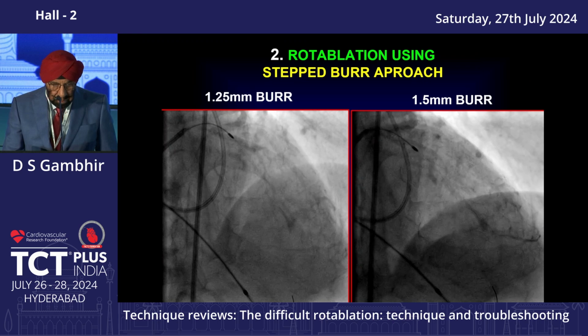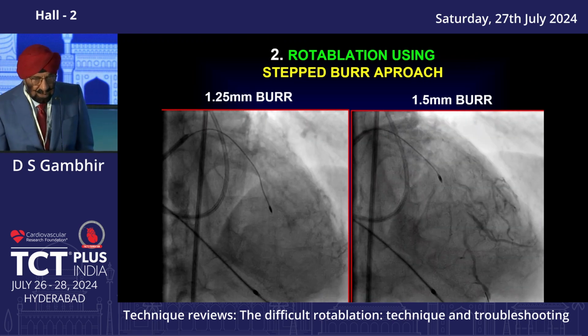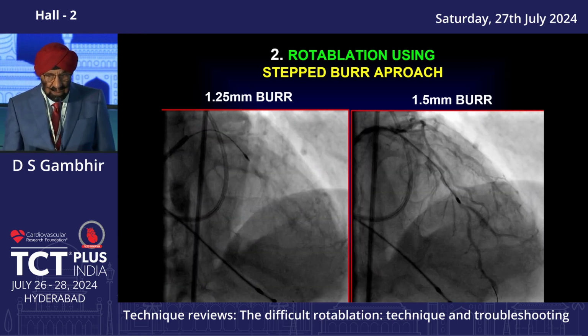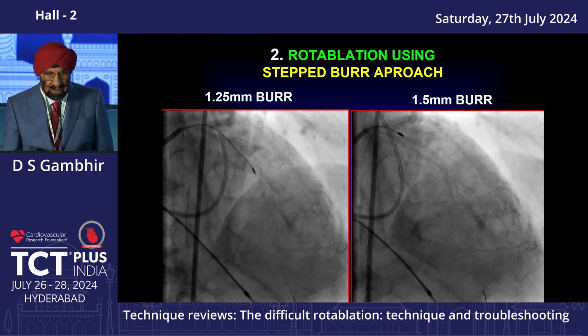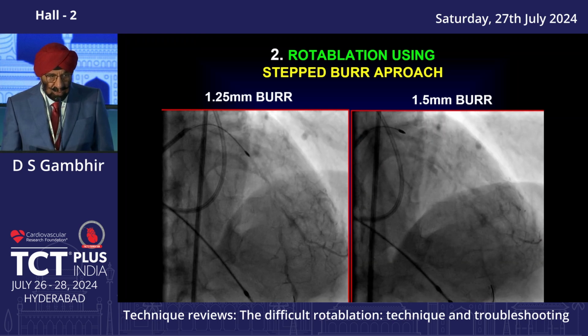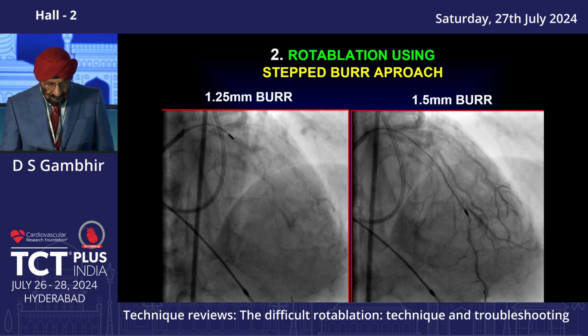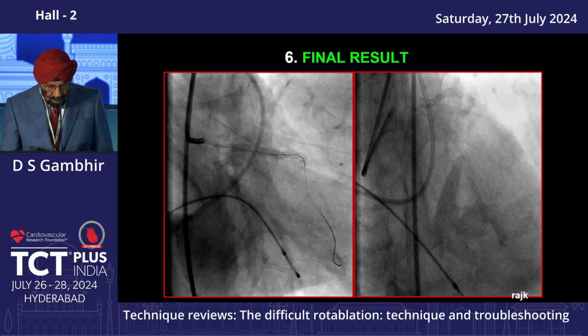And then you do a step burr technique. That's very important. In such a long, diffusely diseased coronary artery, step burr technique is the key, because otherwise you would have a lot of slow flow. Patient may go into hypotension.